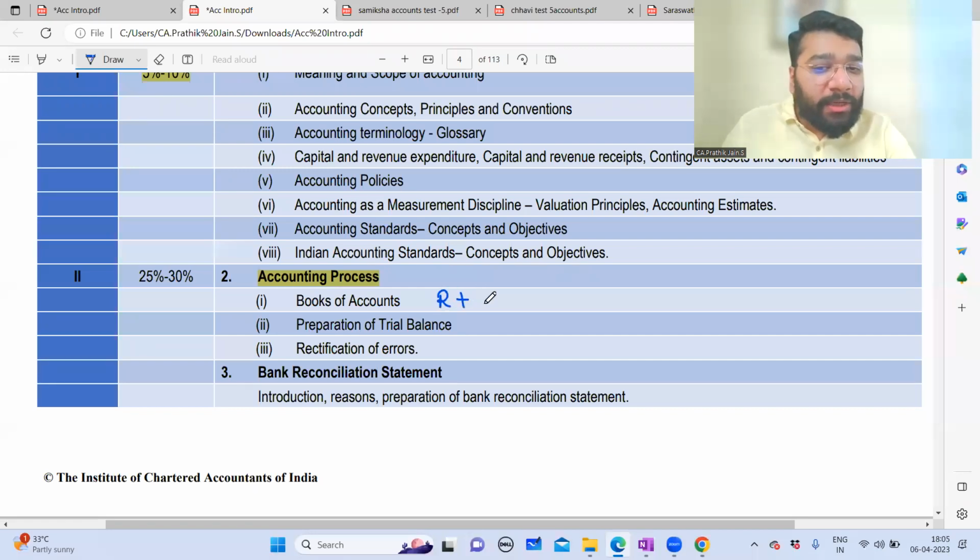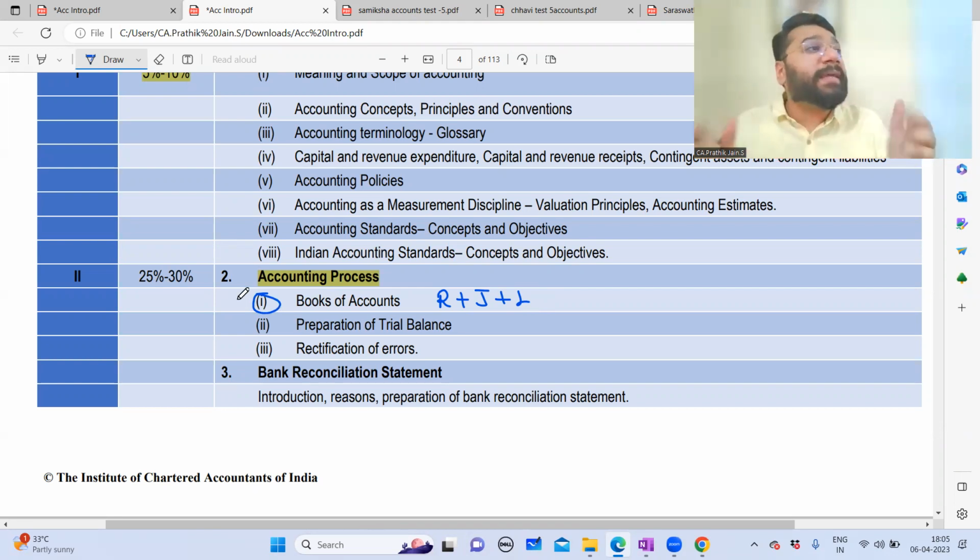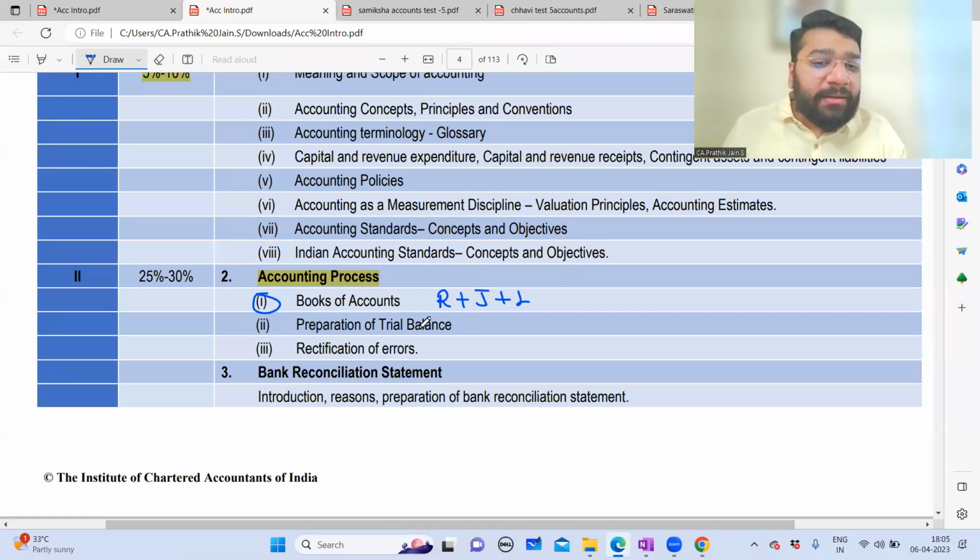So you'll be studying the rules of debit credit. You'll be studying the journal topic. You'll be studying ledger. Rules of debit credit, journal, and ledger put together make the books of accounts. We'll understand what the accounting cycle and accounting process are. And then you'll understand how we prepare the trial balance. And then finally, the third unit that you'll be studying is rectification of error.